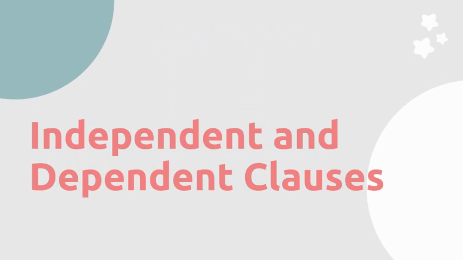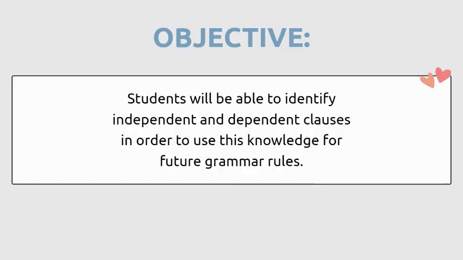So here we go. The first thing you need, much like last time, is an objective, right? So by the end of this lesson, hopefully students will be able to identify independent and dependent clauses in order to use this knowledge for future grammar rules. So this is our key component to make sure all the rest of the grammar rules make sense and that we can identify what we need to identify. So in your lesson, we need the objective first. Yay! We're pros at it now.